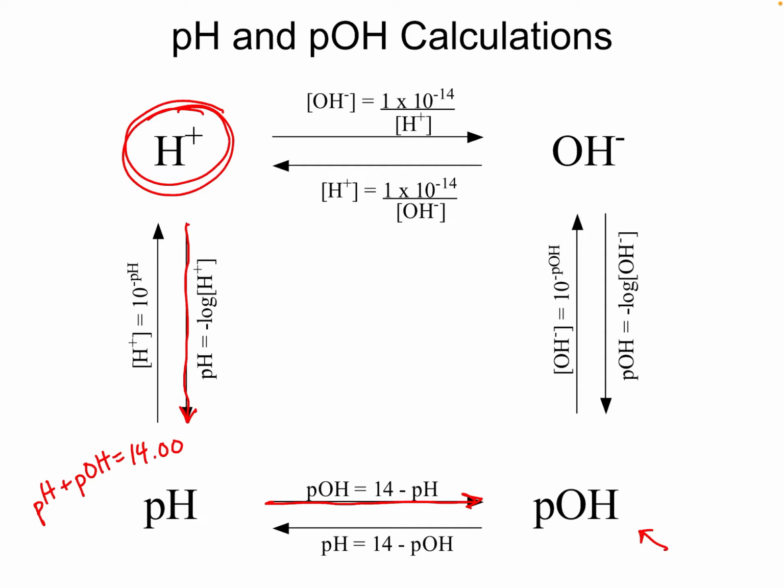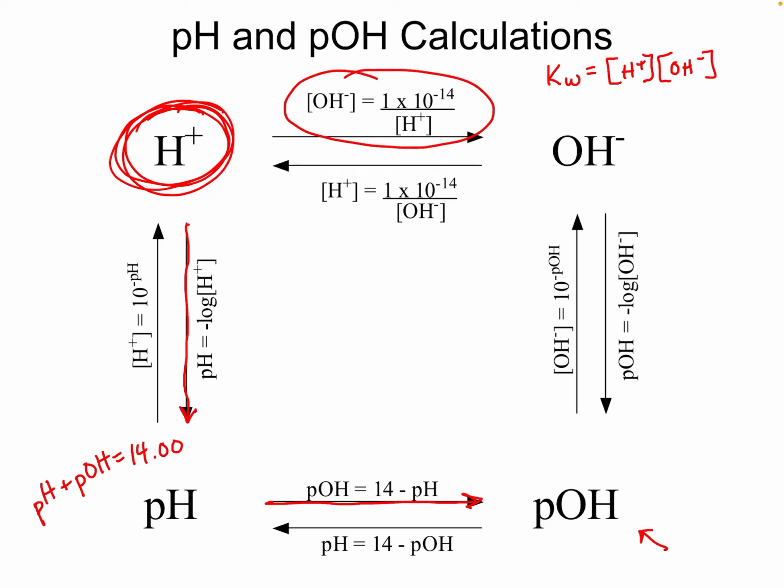You could have gone along the top, right? If I know my H+, I can use my Kw equation. Kw is equal to our hydrogen ion concentration times our hydroxide ion concentration. If I rearrange that, I get this equation, and I can find my hydroxide ion concentration, and then I can take the negative log of that, and I can find the pOH.